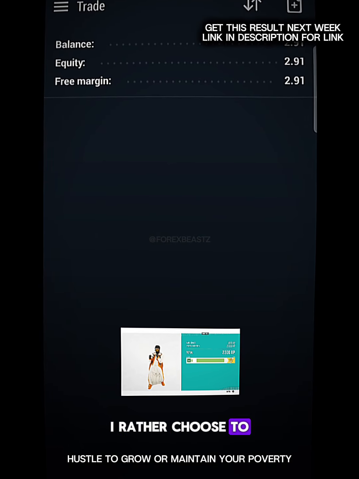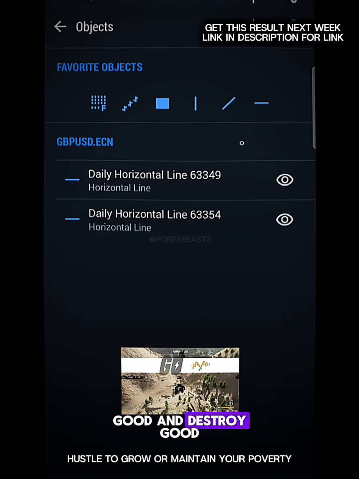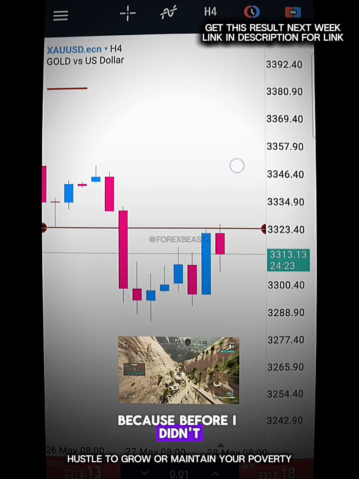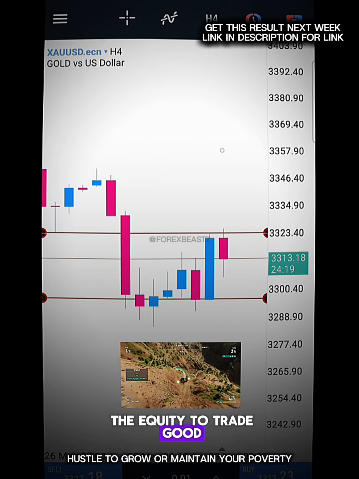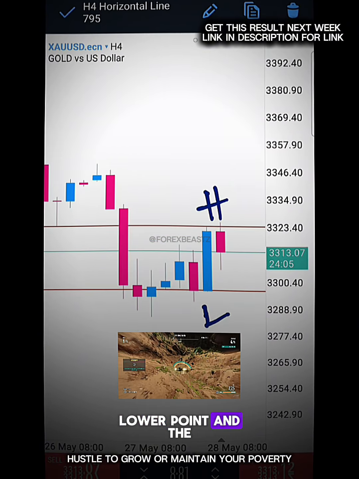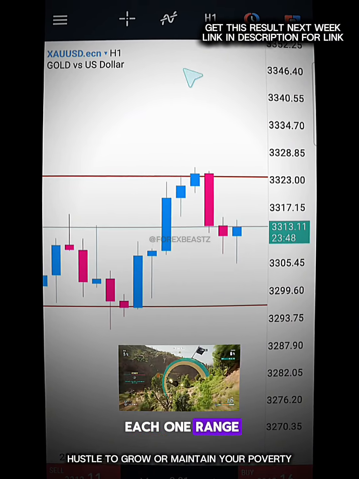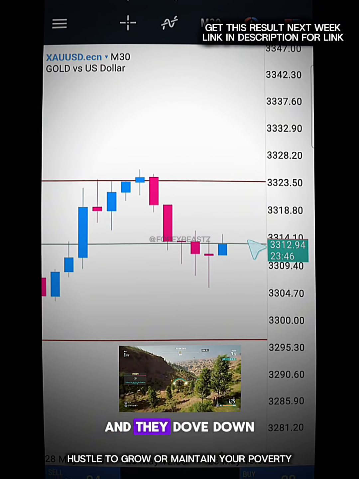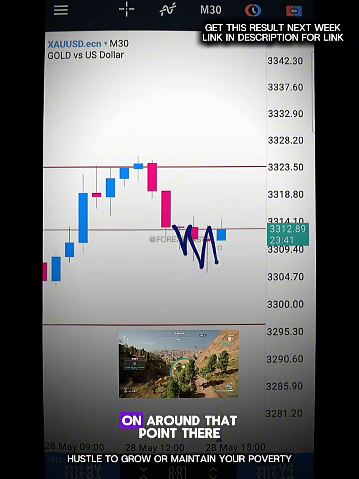But me, I would rather choose to close and leave GBP and now go to gold and destroy gold, because before I didn't have the equity to trade gold, but now I have the equity to trade gold. So I mark the H4 range there. You can see the lower point and the higher point. And then second step, I look for the H1 range, which is the current range, and then drop down to 30-minute time frame to see what's going on around that point there.